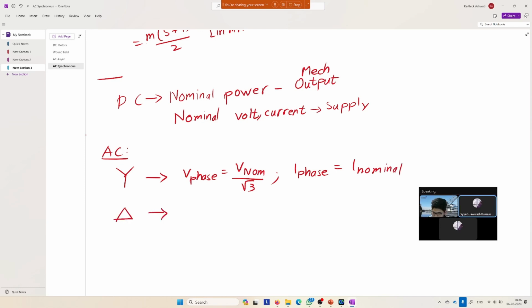But in delta, it's the other way around. What I mean by phase is one phase of the motor. So this is one phase, one element. So I phase equals I nominal divided by root 3, but the V phase equals V nominal.